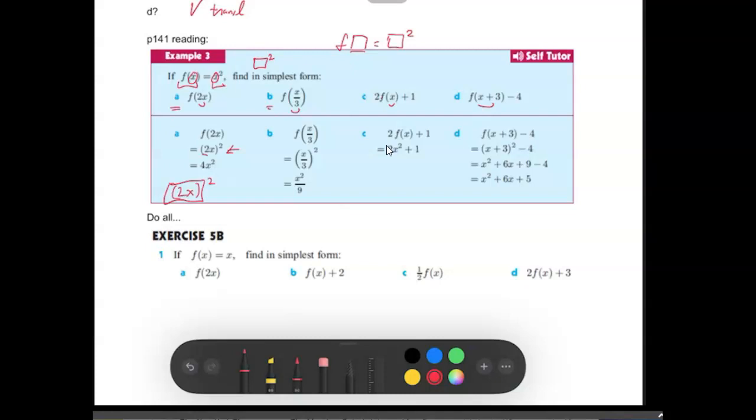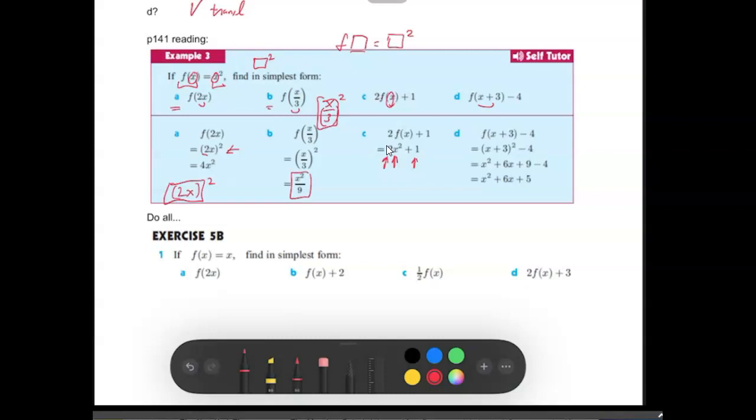Okay? Now, when we have f of x over 3 in the parentheses, that means we're going to put x over 3 in the box squared with parentheses around it. So it would end up simplifying to be x over 3 in parentheses squared, which would be x squared, the top squared, and the bottom squared. 3 squared is 9, right? And then if we're going to have 2f of x plus 1, we're just going to put x inside. So the function itself, box squared, just becomes x squared, the original. And then we're going to multiply that by 2, and we're going to add 1 to it.